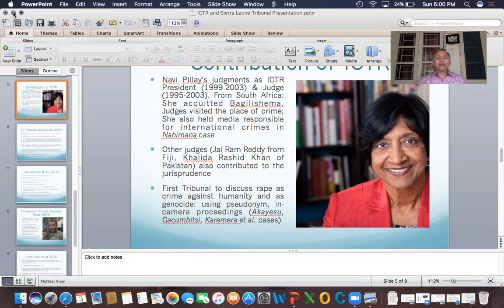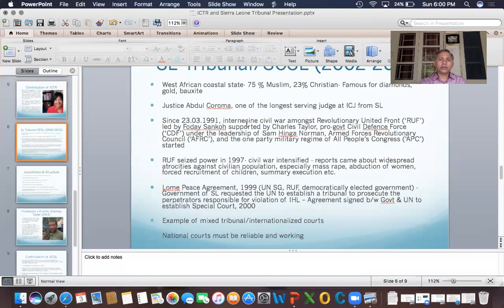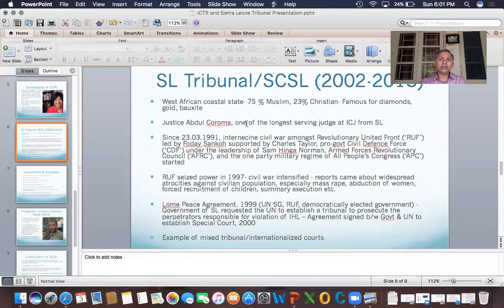Now I will take you to another kind of tribunal, which is a mixed tribunal. And this is the example of Sierra Leone's tribunal, which is a different kind of tribunal. The name of this tribunal is the Special Court for Sierra Leone. And where is Sierra Leone? Sierra Leone is a West African coastal state. In this West African coastal state, there are 75% Muslims and 23% Christians. This small country is famous for diamonds, gold, and bauxite.